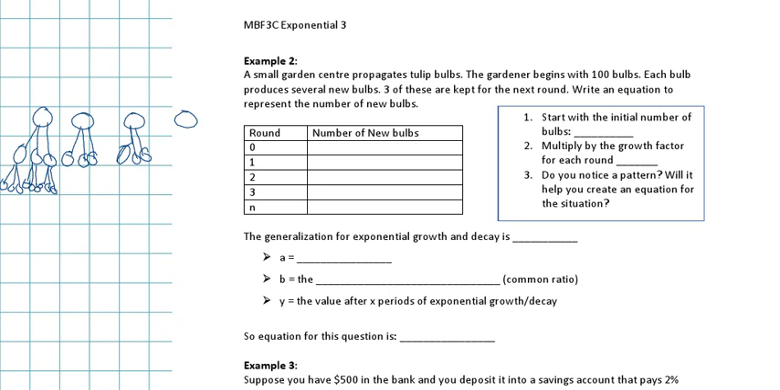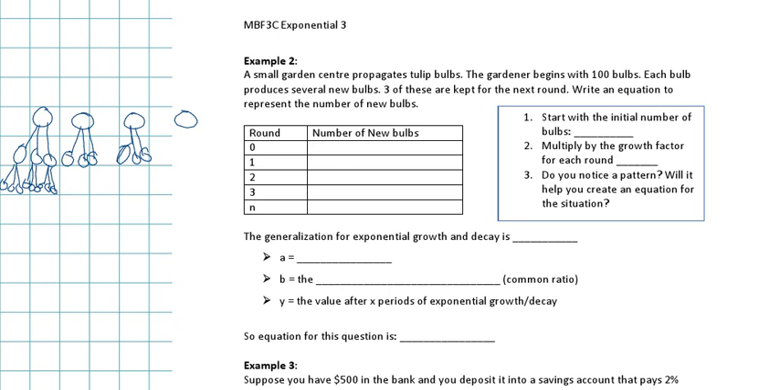Okay? So let's reread the question. So a small garden center propagates tulip bulbs. The gardener begins with 100 bulbs. Each bulb produces several new bulbs. 3 of these are kept for the next round. Write an equation to represent the number of new bulbs. What's my initial value here? What am I starting with? How many bulbs? 100. So my initial value is 100 bulbs. Okay?